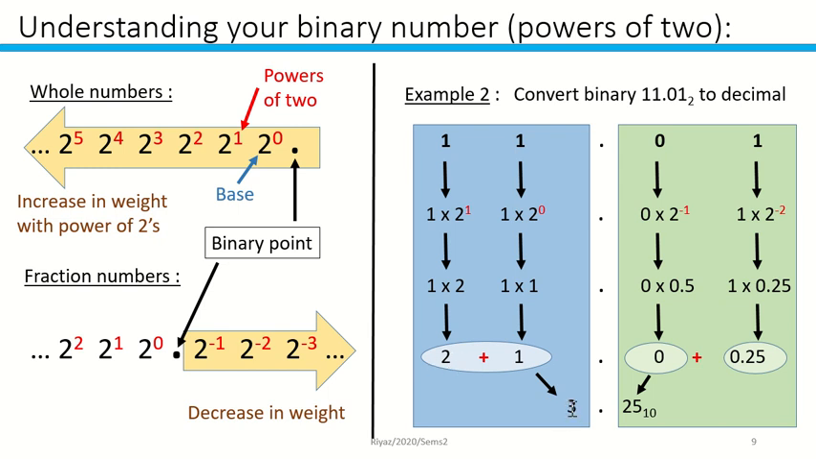But it's not finished yet. How about the fraction numbers? Here, you have 0 and 1. For 0, this is the representative: 0 times 2 to the power of -1, which is 0 times 0.5, which is 0. And for this part, 1 times 2 to the power of -2 gives you 0.25. When you total both, you're going to have 3.25 to the base of 10.